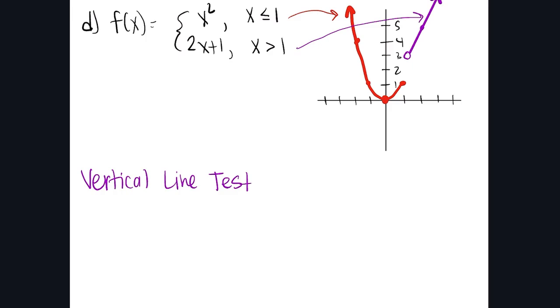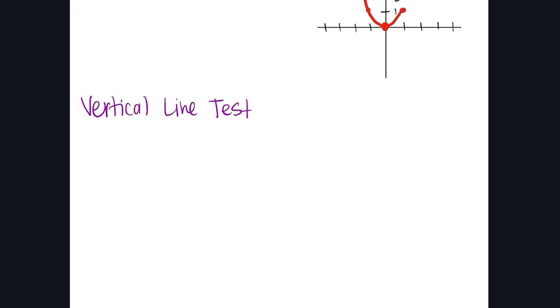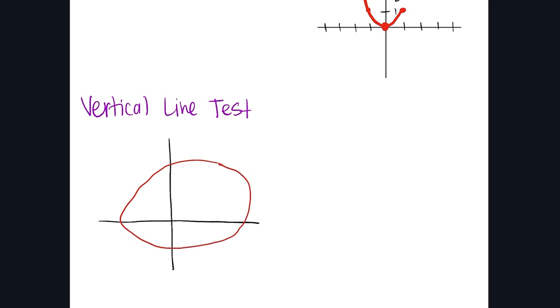Someone remind me, what is the vertical line test? What does the vertical line test tell me? Put a vertical line on a graph. Yeah, so if I look at a graph, I have this graph right here. Is this a function? No. And why is it not a function?